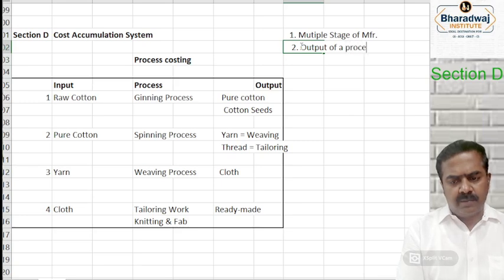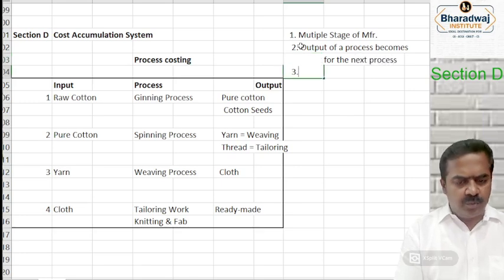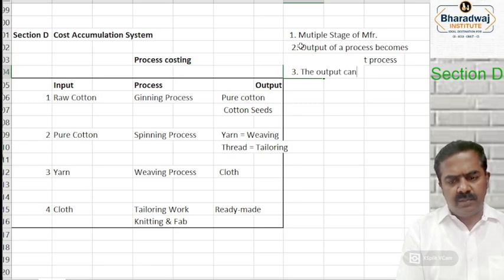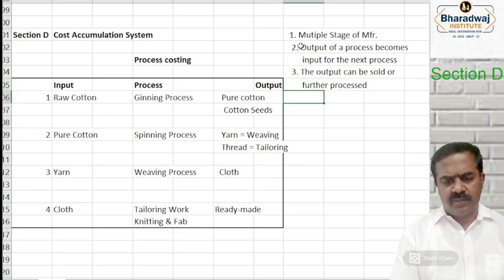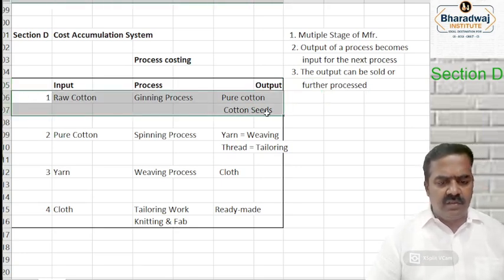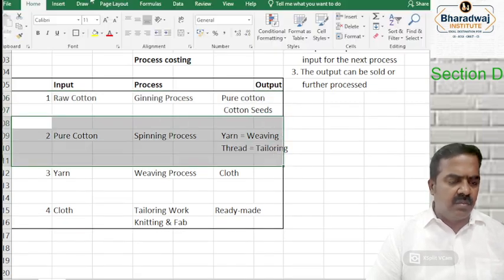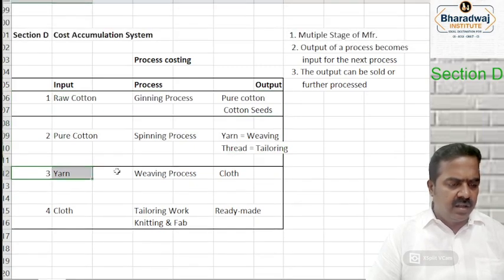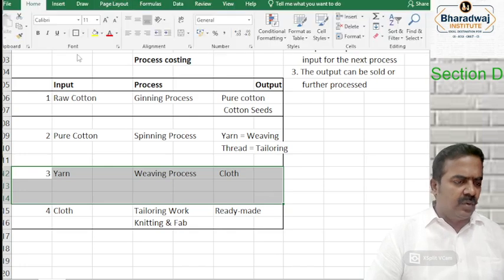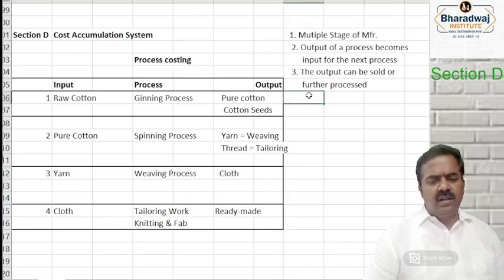And the second one is, the output of a process becomes the input for the next process. The output can be sold or further processed. For example, can I sell cotton itself without processing? Yes, there is a cotton market available, you can sell it. There is a yarn market or thread market available, you can sell it. There is a cloth market available, you can sell it. If you want, you can do the extra process or you can sell immediately.